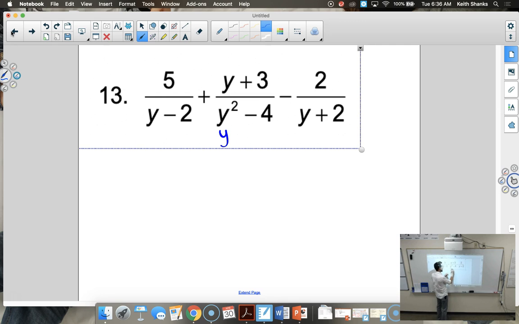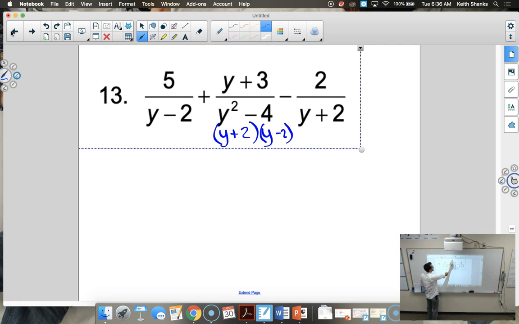This is actually y plus 2 times y minus 2. If I foiled this, if I did the distributive property, I'd end up back here. So notice this is really nice. You know, this guy has the y plus 2, and this one has the y minus 1. But I'm trying to think through that a little bit.